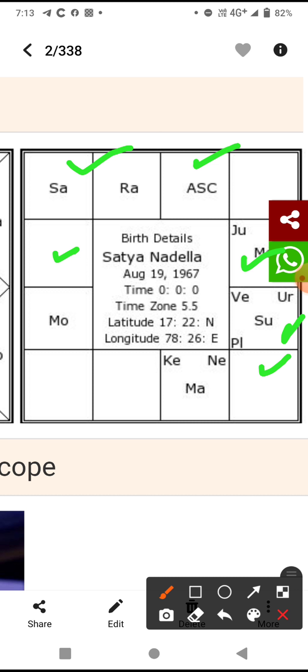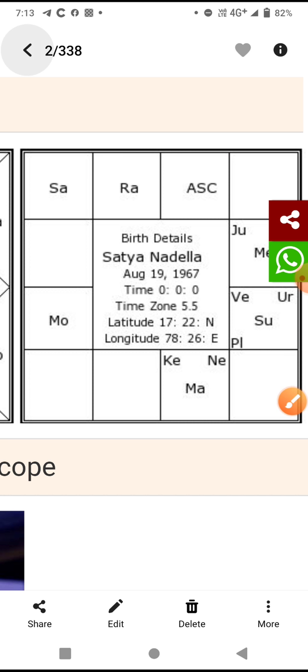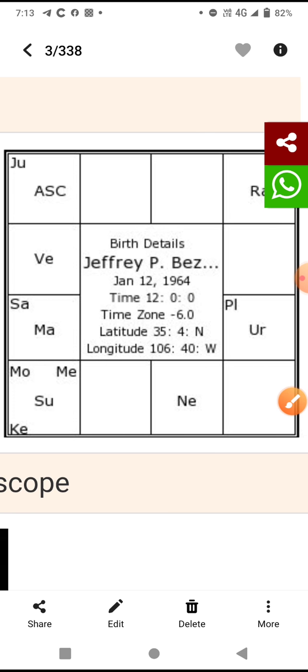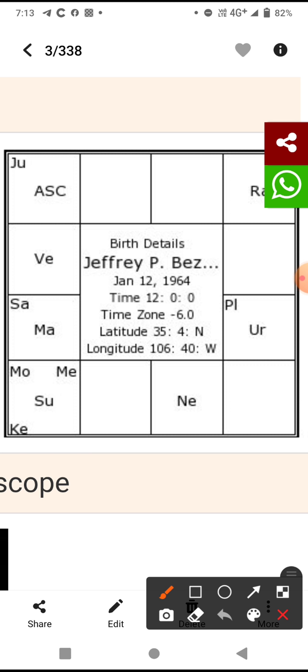Next, you see, these are the basic principles I told you. Let me check the other chart. The next chart is Jeff Bezos. Who is this Jeff Bezos? Jeff Bezos is the Amazon founder and CEO. So let me check whether in his natal chart also, those principles I told you match or not.